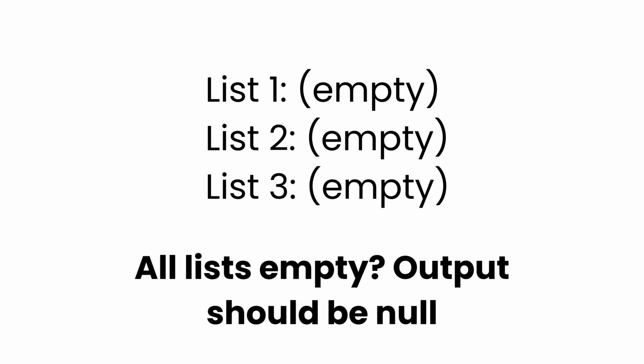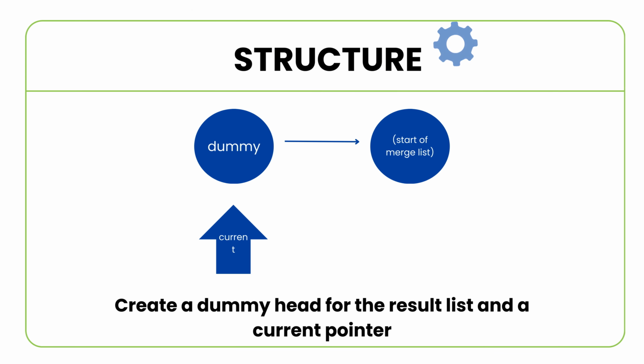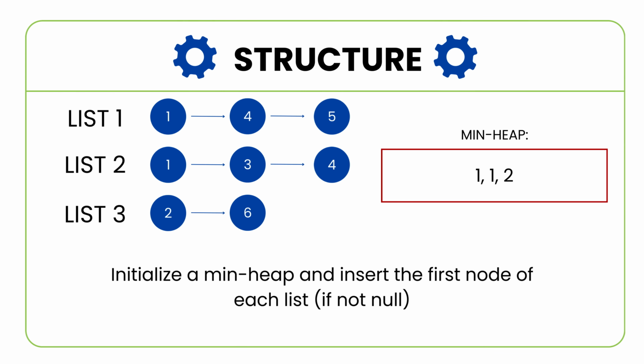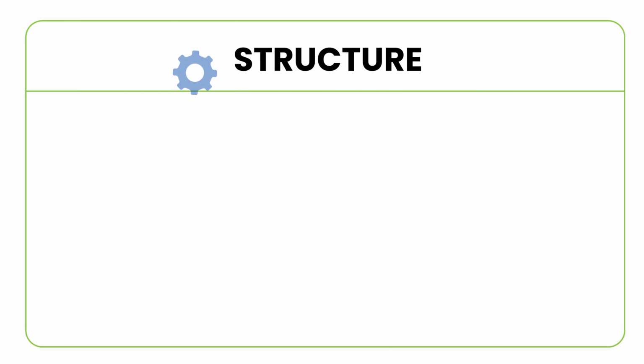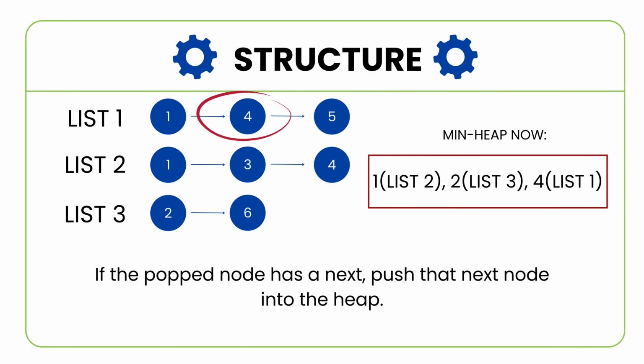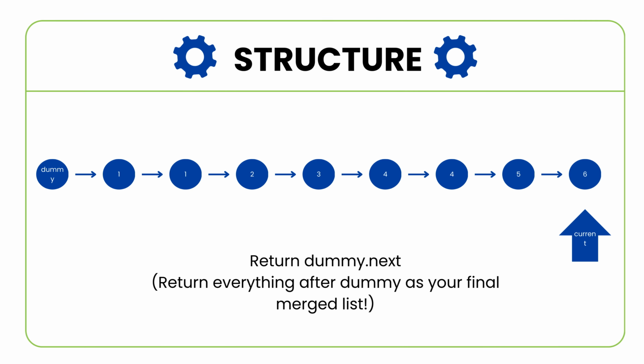Edge cases? Some lists may be empty. All lists empty? Output should be null. Here's the structure. Create a dummy head for the result list and a current pointer. Initialize a min heap and insert the first node of each list if not null. While the heap isn't empty, pop the node with the smallest value. Attach it to the current pointer. If the popped node has a next, push that next node into the heap. Move current forward. Return dummy.next.